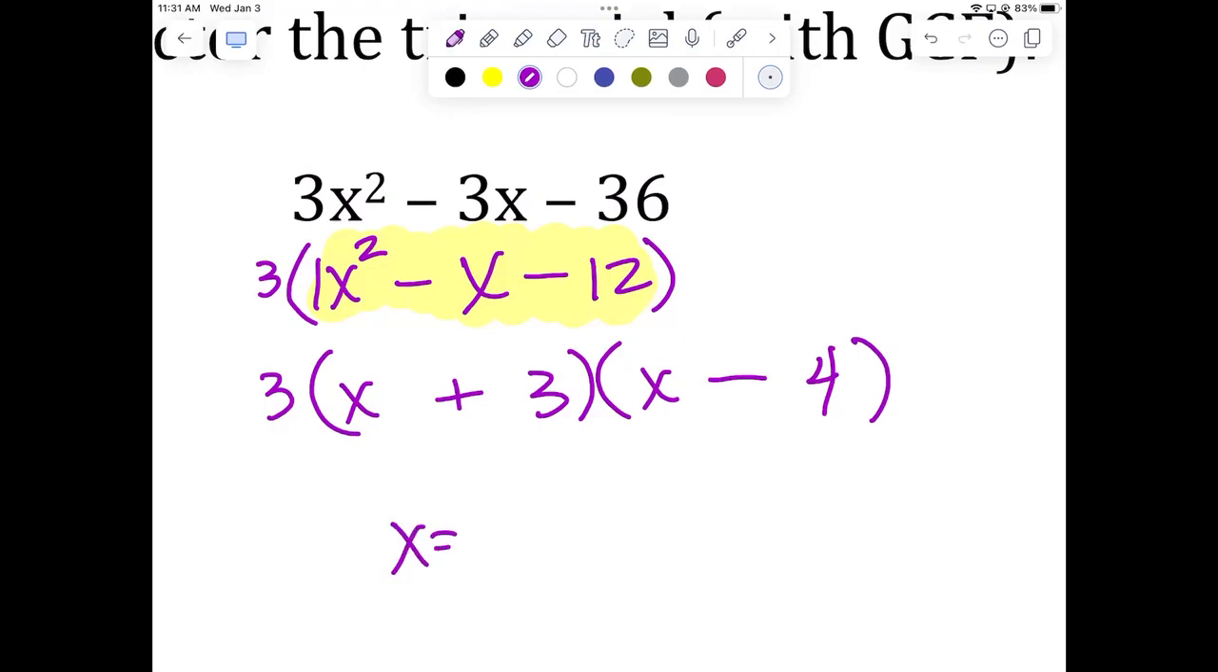Now, do I want to say x equals negative 3 and x equals 4? Do I keep going and do that? No. That's only if the instructions say to solve when it's equal to 0, or if it asks you to find the roots, the x-intercepts, or the zeros. It didn't ask us to do that, so we're just factoring.